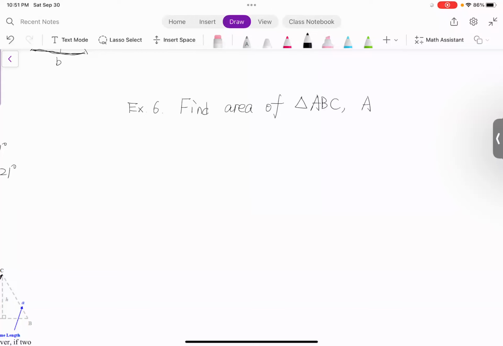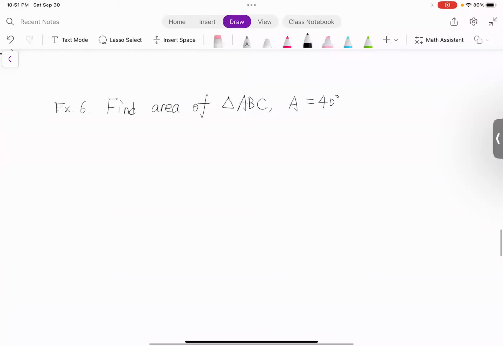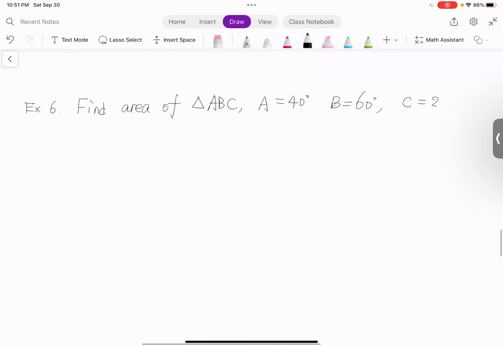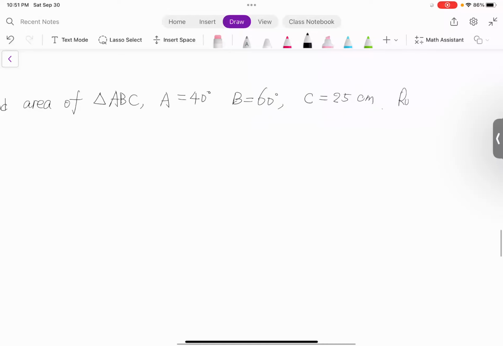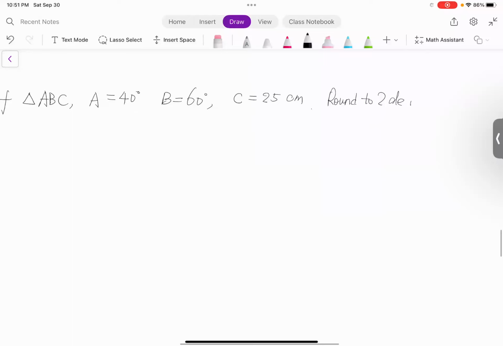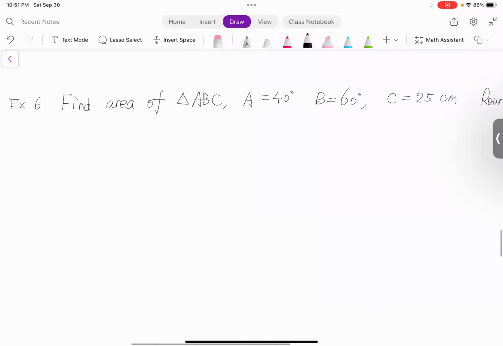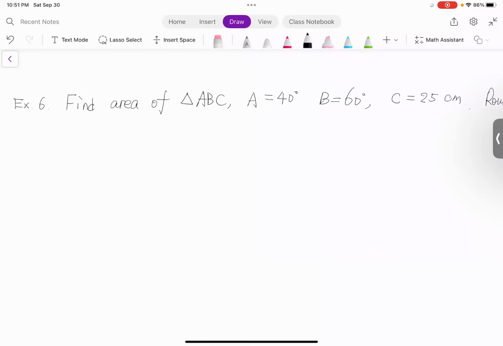And given information is A equals 40 degrees, and B equals, let's say, 60, and the length of side C is 25 centimeter. And round to 2 decimal places. Okay, let's see. If we do not have an image, we need to graph it, but we only have 2 angles. I need to find another angle, then we can graph it more accurately.